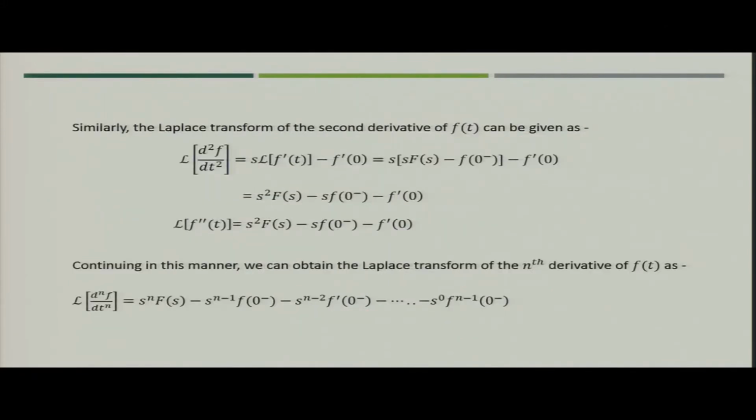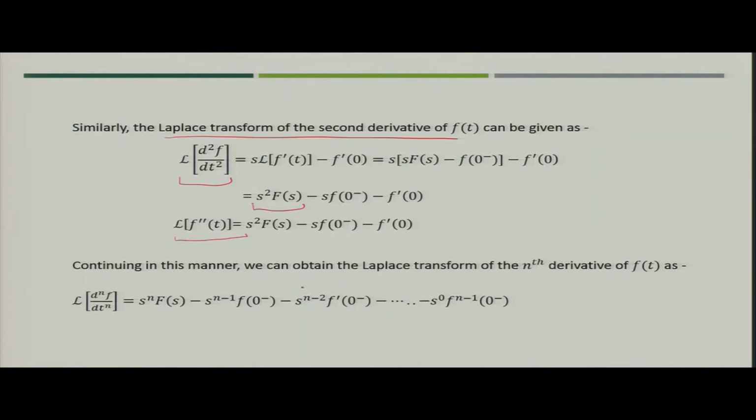So, now similarly you can take the second derivative of f(t) also. So, what you will get in case of the Laplace transform of d2f by dt2, you will get s square F(s) minus s times the value of function at 0, minus the derivative of f at t equal to 0. So, this is what you get for the Laplace of the second derivative of the function.